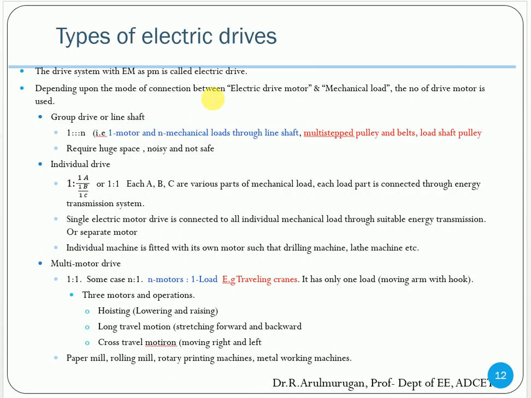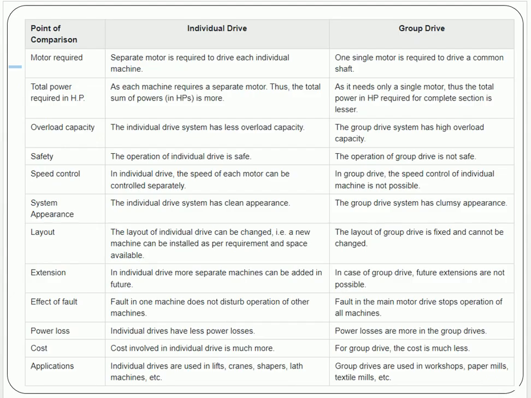So these already come under the types of electrical drives. Then a few comparisons. Group drive means what? Only one motor, with N number of loads connected through one shaft. Individual motor means separate, one to one. A separate motor is required to drive each individual machine, or one motor is required to drive N number of loads. An individual drive has high overload capacity, but a group drive has less, because more loads are connected to only one motor. If the motor is inoperative, all the loads are idle.